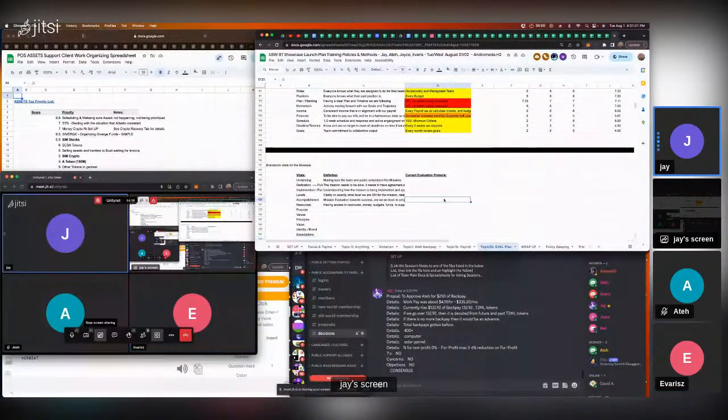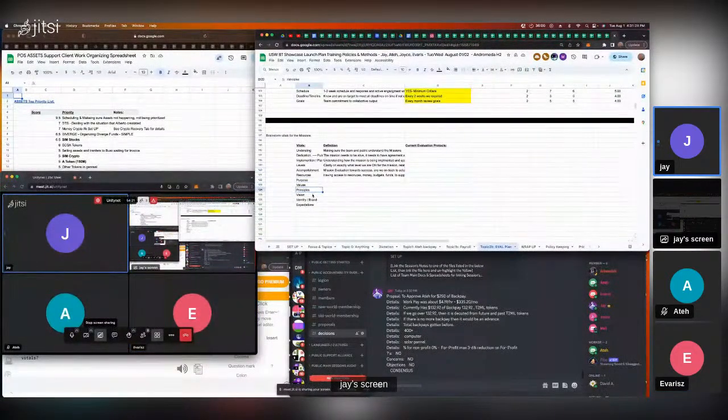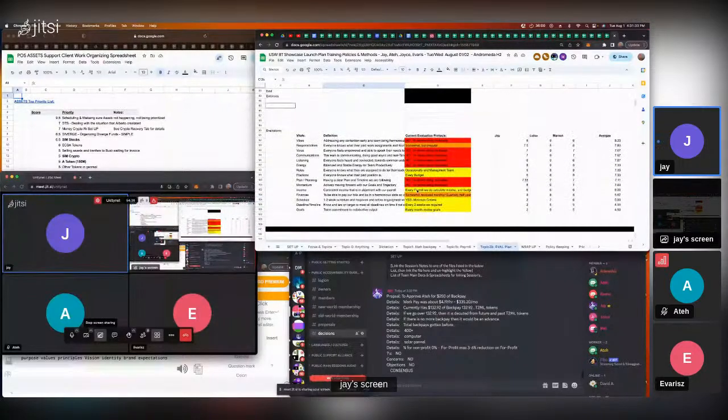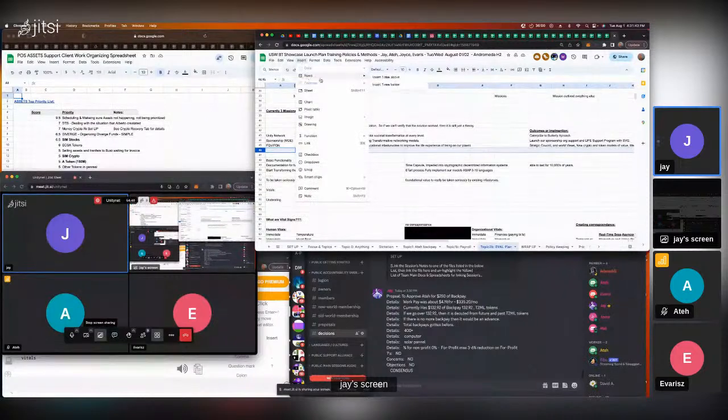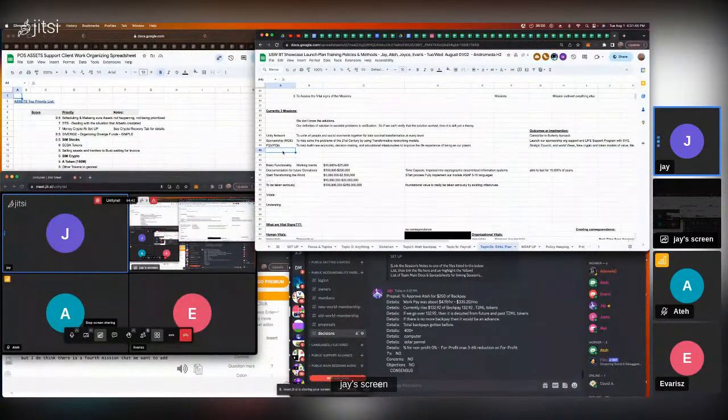Okay. So anyways, I added a few other things here, like purpose, values, principles, vision, identity, brand, expectations. I don't know if there's anything else that we want to add to the mission vitals, but I do think there is a fourth mission that we want to add. We talked a lot about the co-op, about the admin. So we are the administrative branch of the network to support the implementation of the missions. And that would be the contributor co-op.